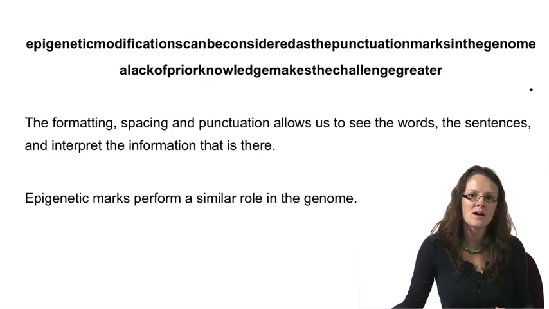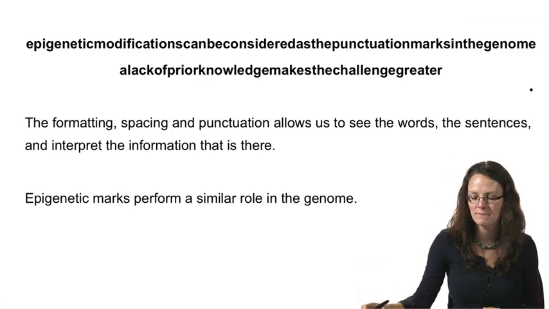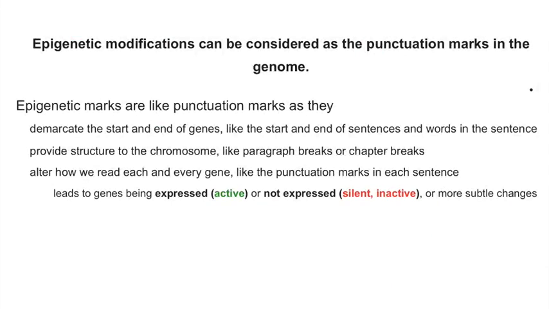So epigenetic marks or epigenetic modifications perform a similar role in the genome. They allow us to interpret the information that's there in those 4 bases, in the billions of letters that are around. So there are several things that the epigenetic marks do. First of all, they mark the beginnings and the ends of the genes, the start and the end of the gene, just like the beginning and the end of a sentence. They also allow you to see the pieces of information that are within the gene, similar to how you can see words within a sentence.